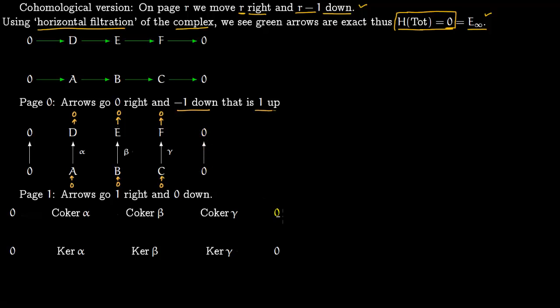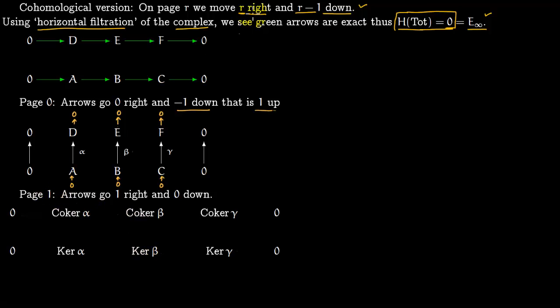This 0, 0 will give you 0, 0 here, you have 0, 0 here, 0, 0 here. So on page 1, these are the only non-zero items we see here: co-kernel alpha, co-kernel beta, co-kernel gamma, and kernel alpha, kernel beta, kernel gamma. Everywhere else there are just zeros sitting. So what are the arrows?